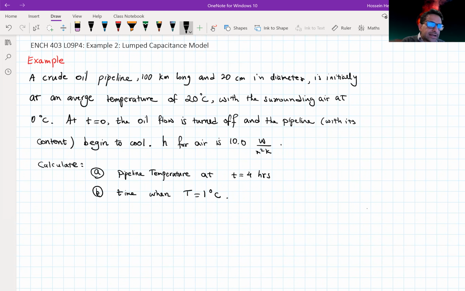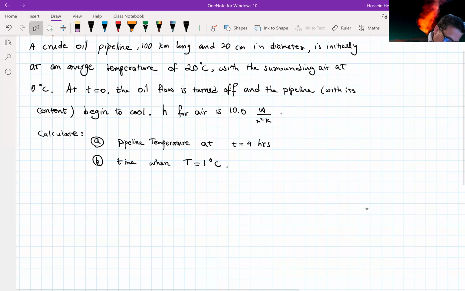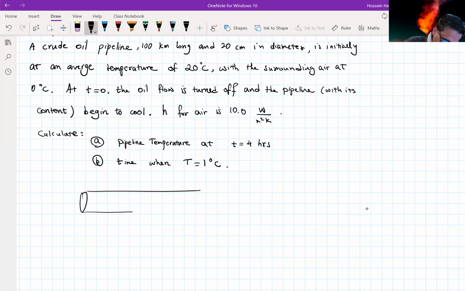What we have been asked is the pipeline temperature after 4 hours of turning off the flow, and second, the time at which the oil and the pipeline, its contents, reach 1 degree C. So we have this oil pipeline and it is surrounded with air at 0 degrees C.